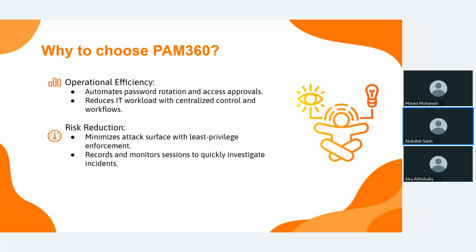The fourth point is risk reduction. How can PAM 360 reduce the risk in your organization? It can minimize the attack surface with least privilege enforcement. Let's say, as we said before, if you want to give access to a specific or sensitive device or resource, you can just give the minimum privilege to the responsible administrator without the need to give him root access. As well, you can record and monitor the sessions.